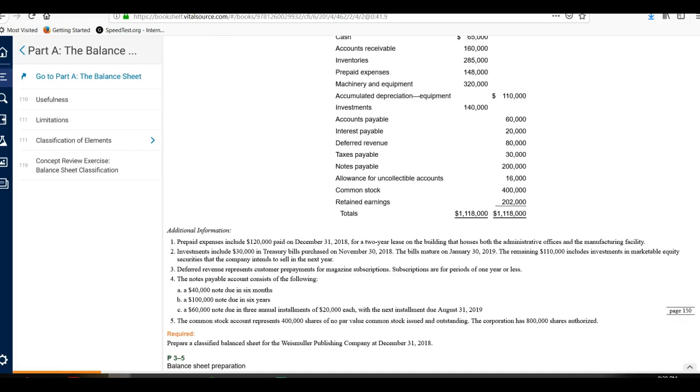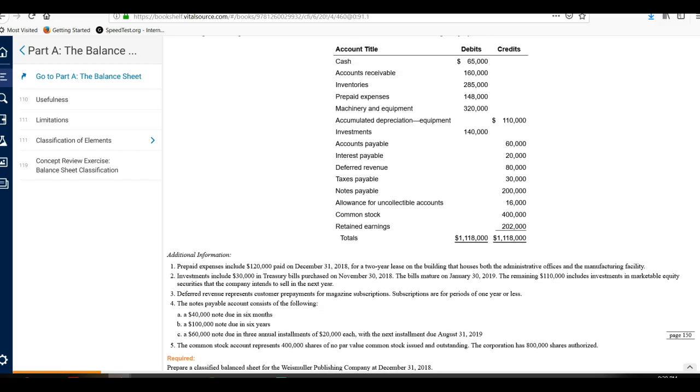Prepaid expenses include $120,000 paid on December 31st, 2018 for a 2-year lease on the building that houses both the administrative offices and the manufacturing facility.